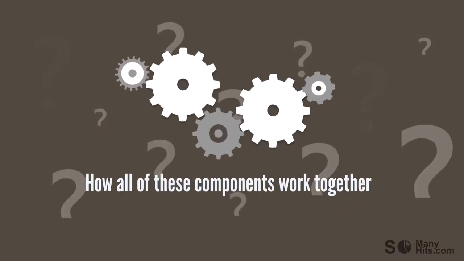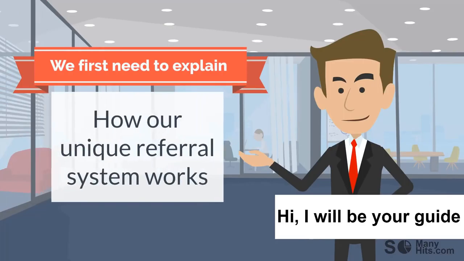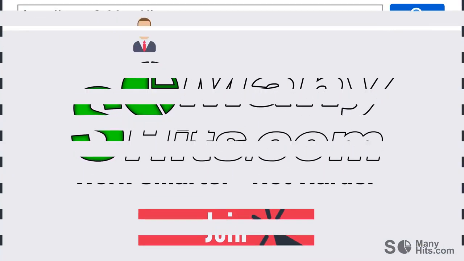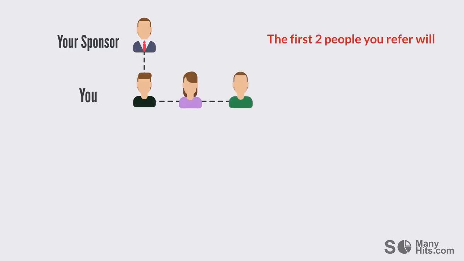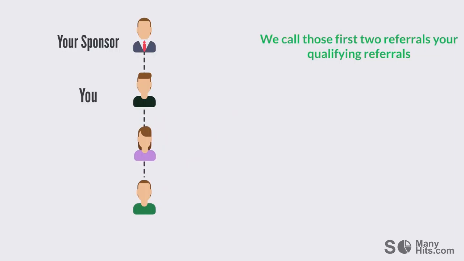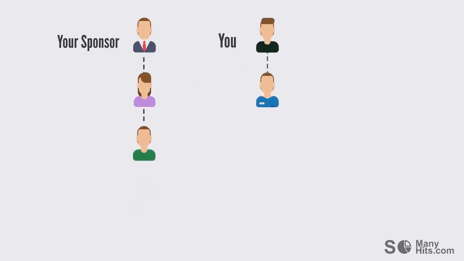To better demonstrate how all of these components work together, we first need to explain how our unique referral system works. When you join SoManyHits.com, you will be placed under the person who referred you, your sponsor. When you refer people to us using a unique affiliate link assigned to you, the first two people you refer will be placed under your sponsor. We call those first two referrals your qualifying referrals. Once you qualify, your third referral will start your first downline, or as we like to call them, traffic lines.